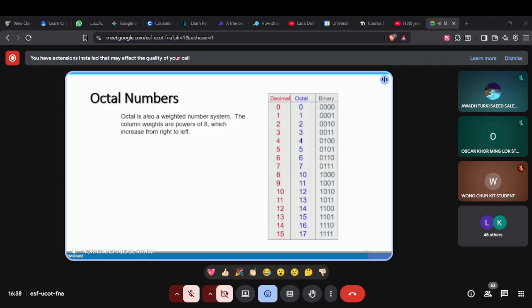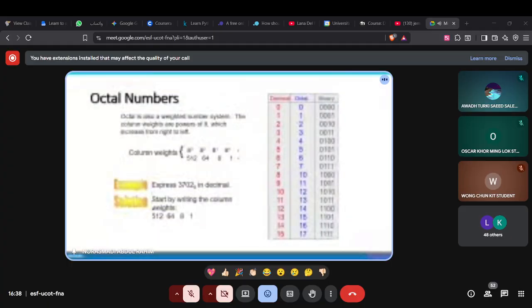Okay, octal is also a weighted number system. The column weights are powers of 8. Okay, binary is power of 2, hexadecimal is power of 16, but octal is power of 8. Same as binary. So if you can understand binary, you can understand hexa, you can understand octal also. Same procedure. Express 3702 in decimal. So you can apply the sum of it.